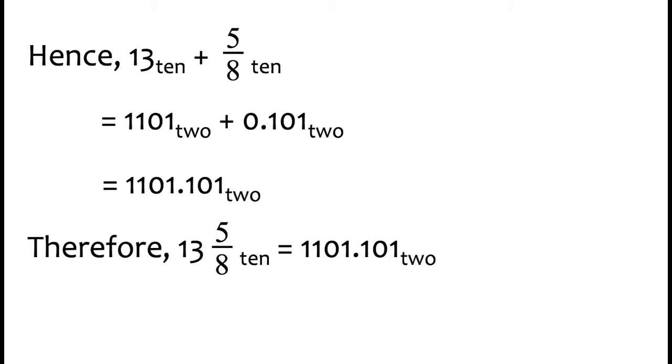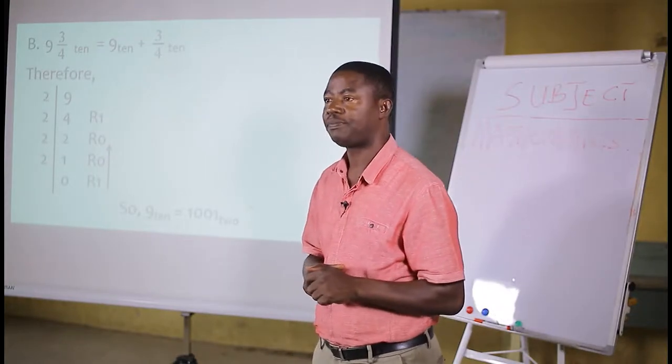1101.101, all in base 2. Therefore, 13 whole number 5 over 8 in base 10 converted to base 2 is 1101.101 base 2. That is our final answer. Then we move to question B.